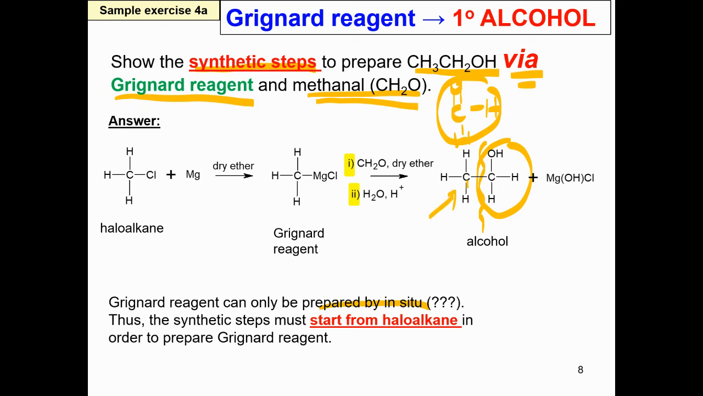So this Grignard reagent is prepared from haloalkane, magnesium, and dry ether. Then we get the Grignard reagent, followed by the carbonyl compound, hydrolysis, and don't forget the inorganic product. Remember, synthetic steps must start from the haloalkane in order to prepare the Grignard reagent. Okay, so that's all for this part.